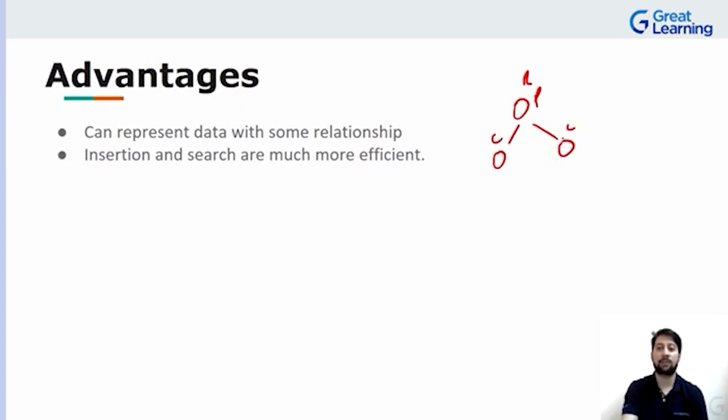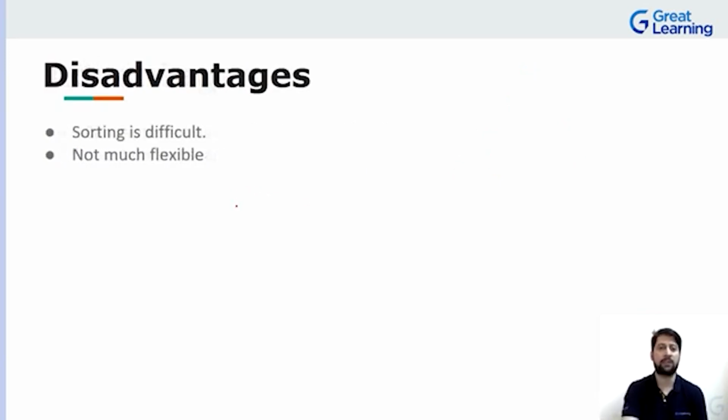So that parent-child relationship is always there. And while you are inserting or searching an element or a node in a binary tree, it is much more efficient as compared to other data structures which we have seen. Now, if you talk about disadvantages, if you want to sort this binary tree, it is much more difficult, right?